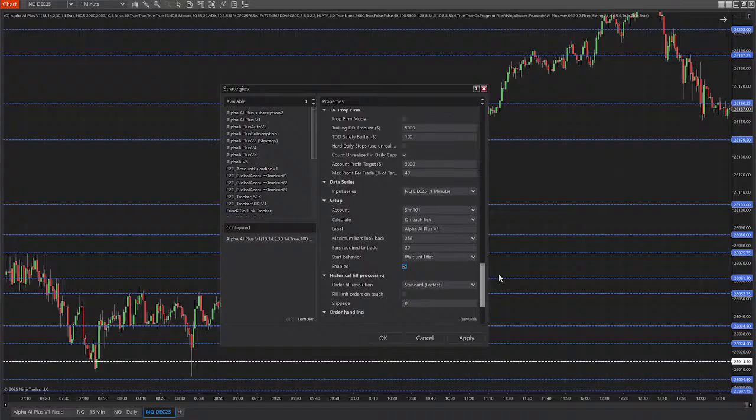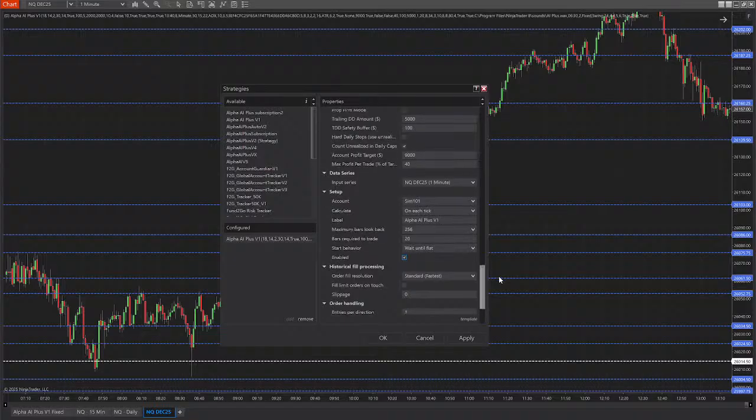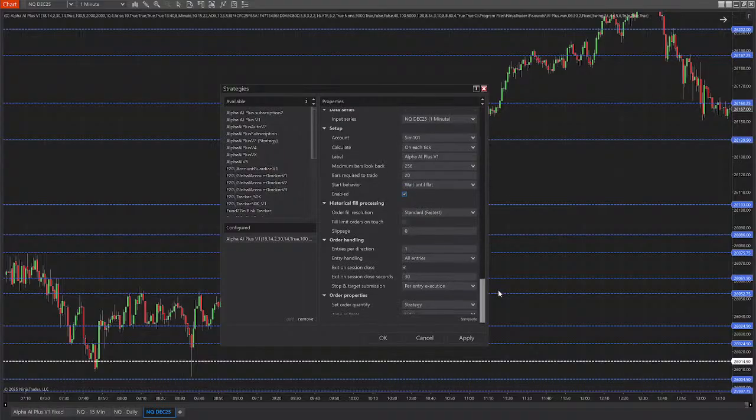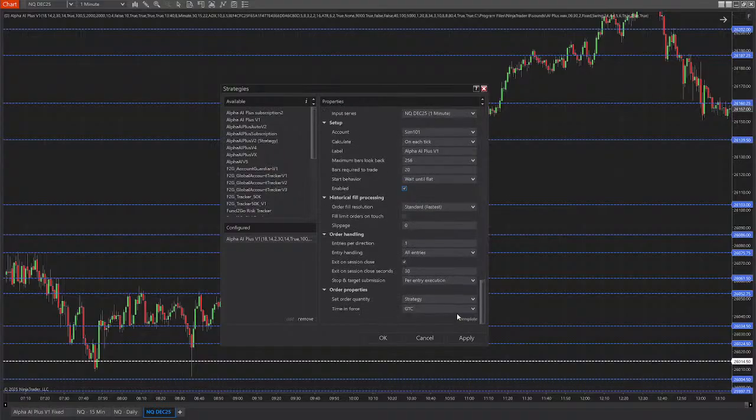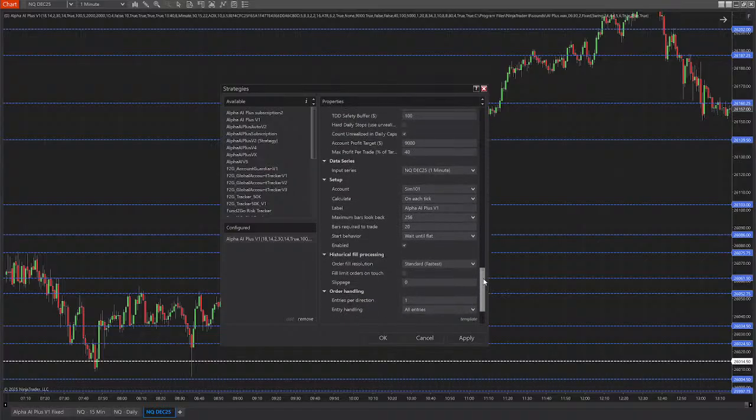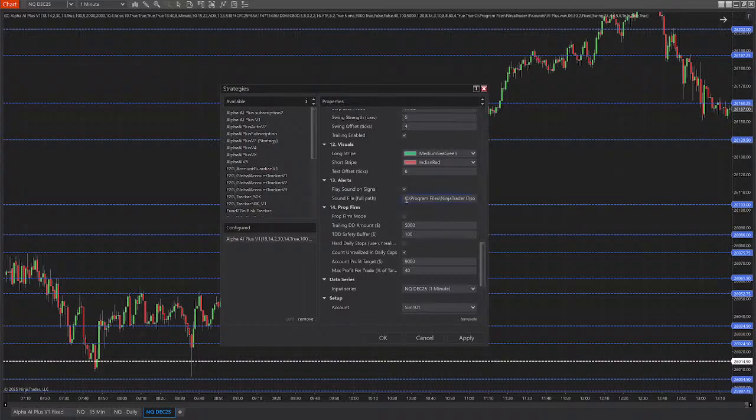Same 101, label, mini bar look back, bar required, stop behavior enabled. All entries. Time in force GTC go to close. Standard. Okay, let's see also if you use prop firm modes. So trading, let's say the drawdown is like $5,000. Let's say $300 buffer, hard to close, and then count analyzed profit cap. Your target is $9,000 with 30%, which means you're going to stop the trade if you reach this using analyzed.